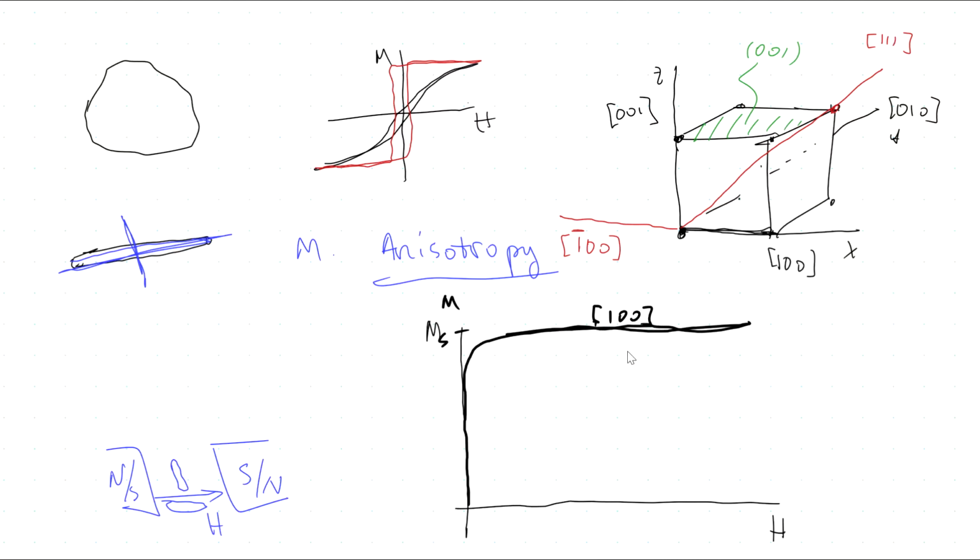As I remember, we discussed that before. The direction along which the object magnetizes fairly quickly, or easily, is called the easy axis.